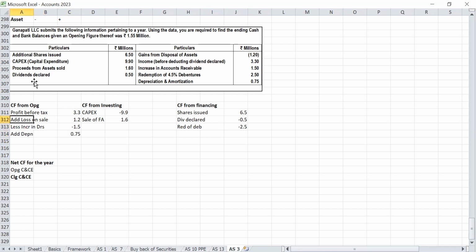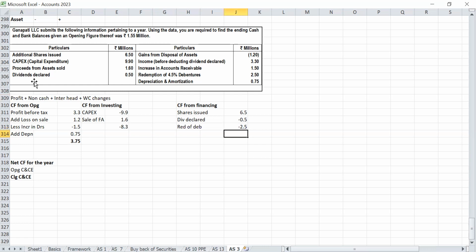So actually cash flow from operating activities is profit plus 3 adjustments. What are the 3 adjustments? Non-cash items, interhead adjustments, adjustments for working capital. Say what are all the adjustments we have been given? Loss on sale, which category? Loss on sale is interhead adjustments, sir. Increase in debtors, adjustment for working capital, and depreciation and amortization is non-cash item. Super.